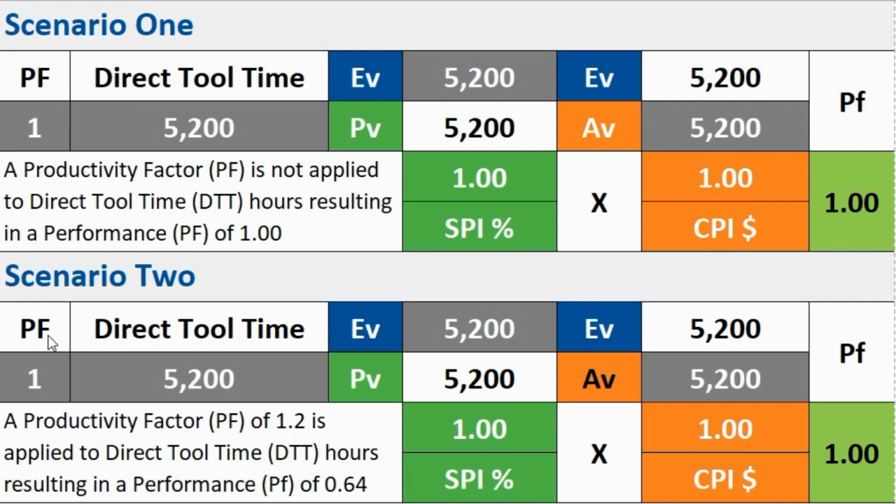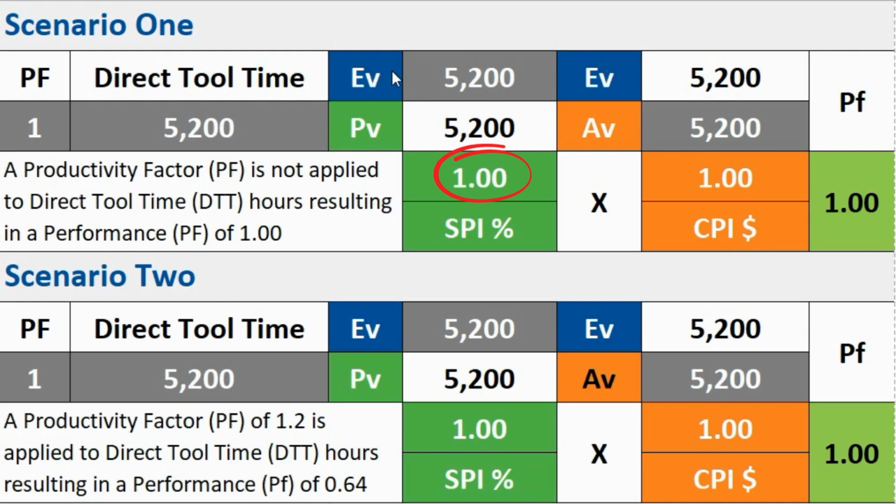Let's look at scenario 1. Here we use a productivity factor of 1, which means for every hour planned we expect to earn the equivalent. This would assume that the estimates already include non-productive time, which is not a best practice, but is often the case. The direct tool time planned for the next 24 hours is 5,200. With a PF of 1, the plan value, PV, will be the same. If we earn the 5,200, 100% complete, we'll calculate a schedule performance indicator, SPI, value of 1.0.